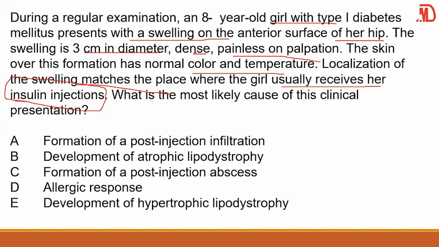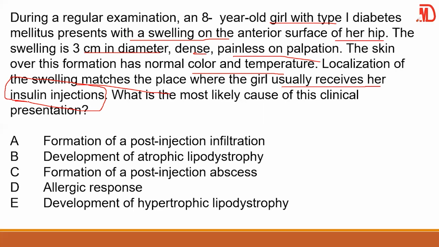lipohypertrophy. That is the technical name for injection site swelling. And this can occur when insulin is injected into one site repeatedly. All right, so that is what we are looking at over here.